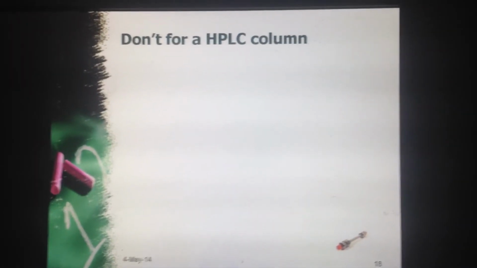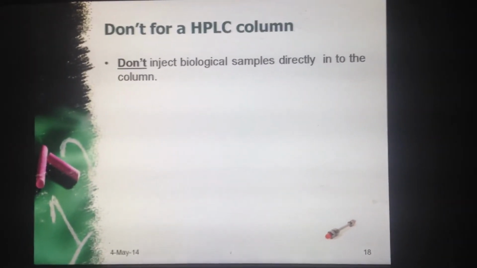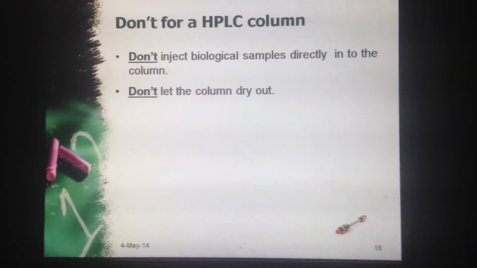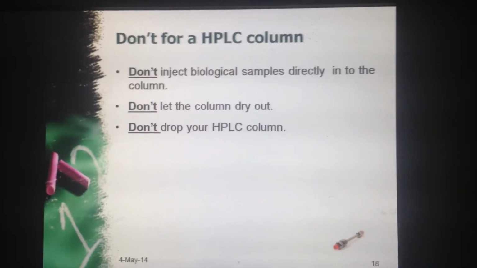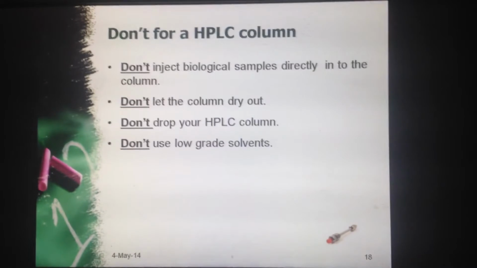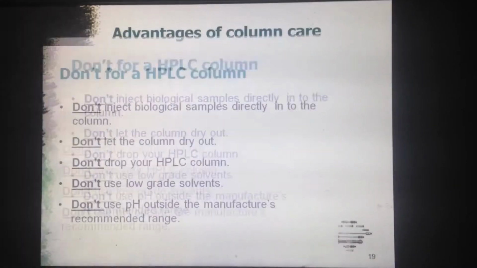Now what are the don'ts for the HPLC column? First is, don't inject biological samples directly into the column. Second, don't let the column dry out. Don't drop your HPLC column. Don't use low grade solvents. Don't use pH outside the manufacturer recommended range.